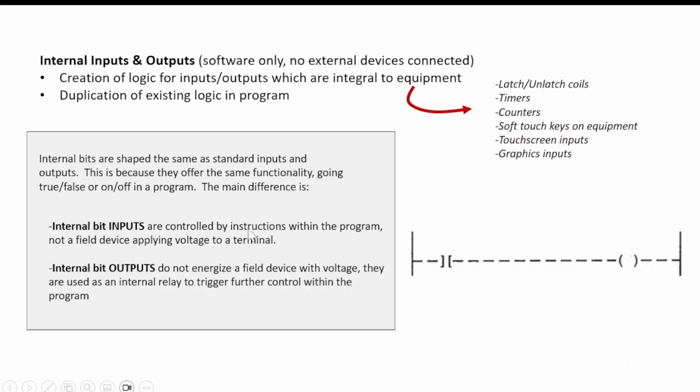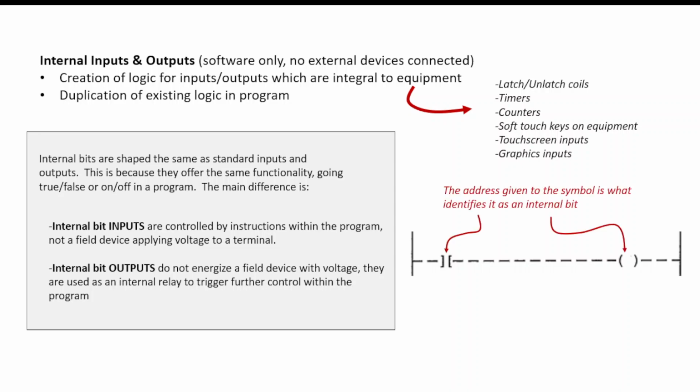The main difference is internal bit inputs are controlled by instructions within the program, not a field device applying voltage to a terminal. Internal bit outputs do not energize a field device with voltage. They are used almost as an internal relay to trigger further control within the program.